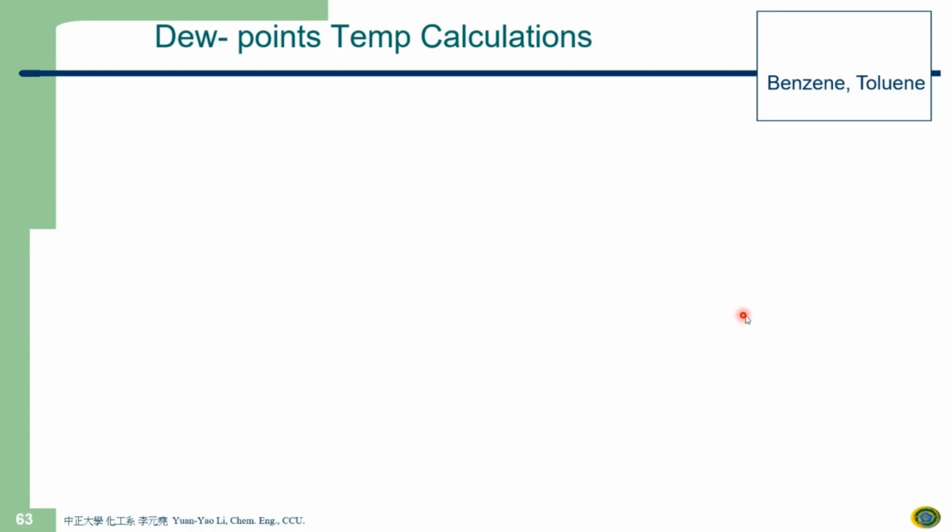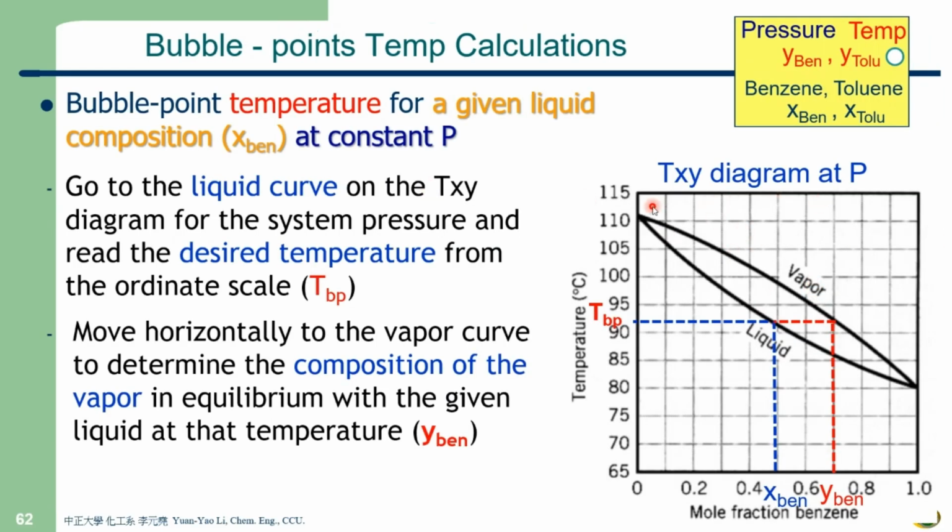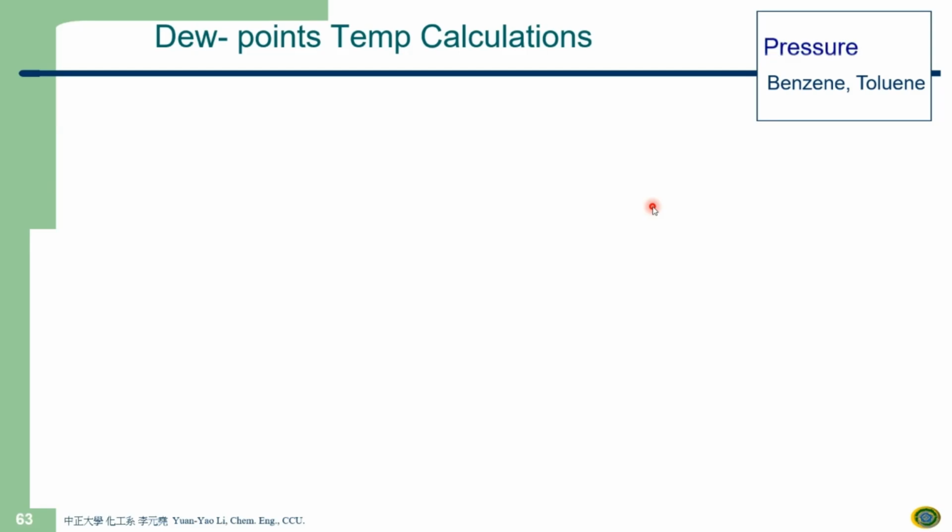How about the dew point temperature calculation? The previous one was the bubble point. For the dew point, you keep the temperature and pressure constant, you know the initial condition in the gas phase, and then you decrease the temperature until you get the first droplet. This is called the dew point. Of course, you want to know the dew point temperature, and you want to know the molar fraction in the liquid phase.